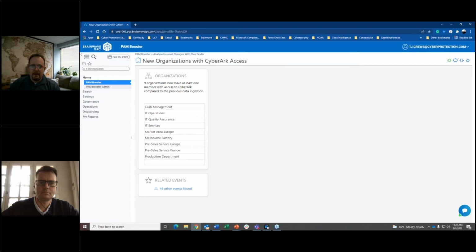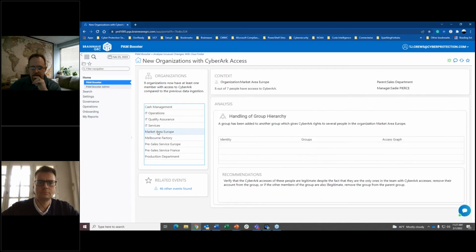So I kind of want to look to see what happened. I see here that I've got 9 divisions within HR that are reporting to CyberArk that they are now part of the CyberArk safe access chain, right? Well, I see here, and I know from working in the organization that the market area Europe should not be on here. So let me take a look. Let me find out what happened.